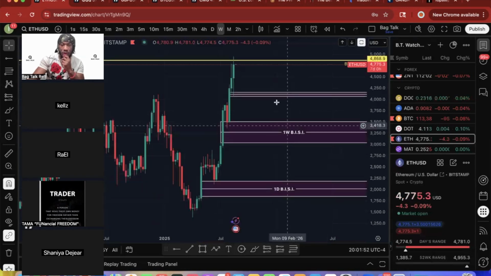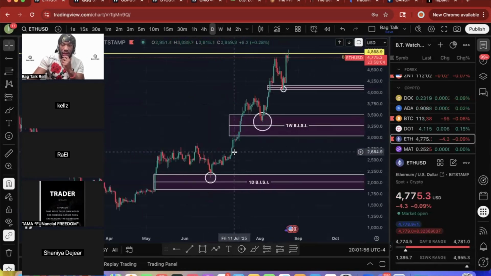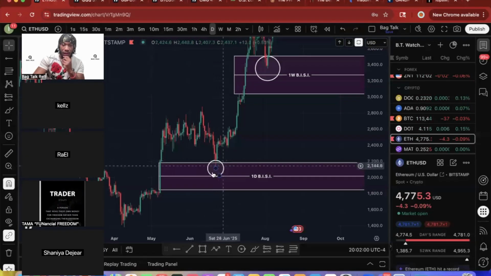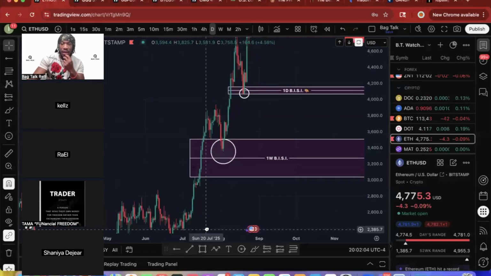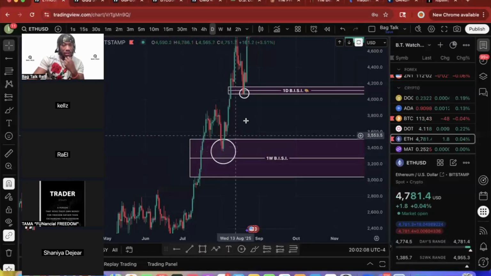Ethereum did what we wanted it to. Literally, I've been talking about Ethereum since price was down here. I talked about price needing to respect this daily fair value gap to remain bullish on Ethereum. What did it do? It respected it beautifully. I talked about price respecting this weekly one to remain bullish. What did it do? It respected it beautifully.